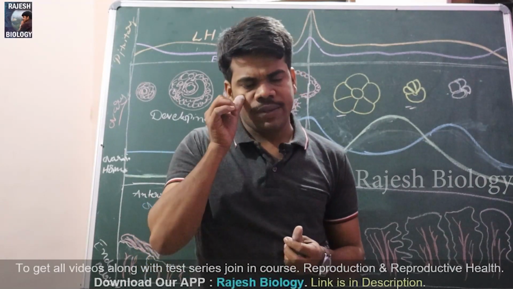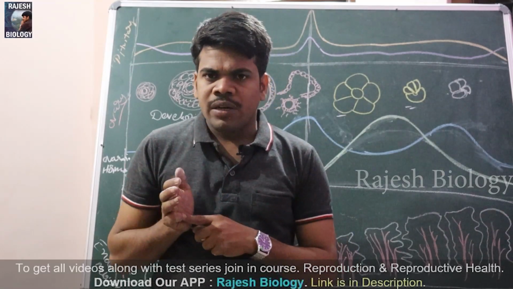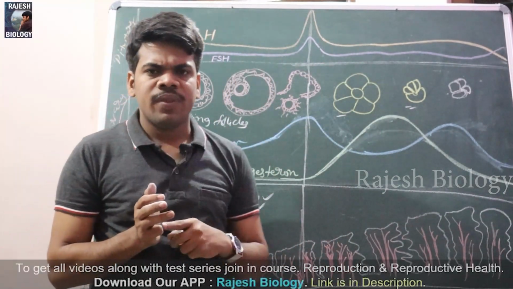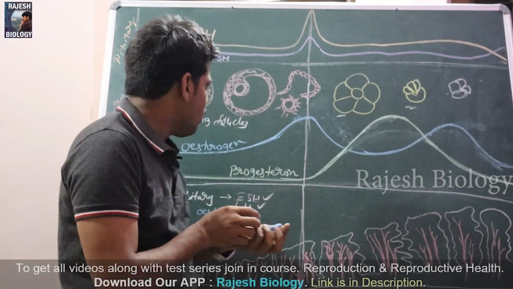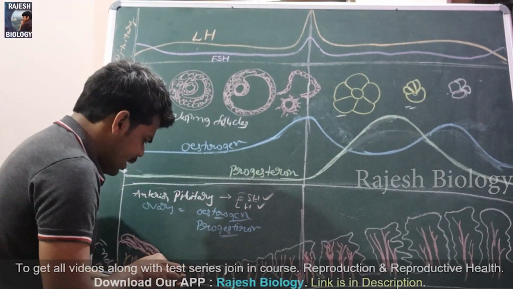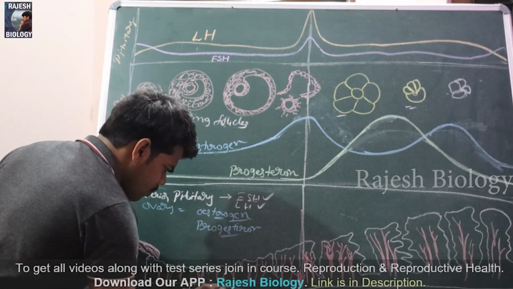First, in the ovary, follicles undergo development. Follicular growth will happen, and once developed, that is called the follicular phase. This is called what? The follicular phase. I will write it here.